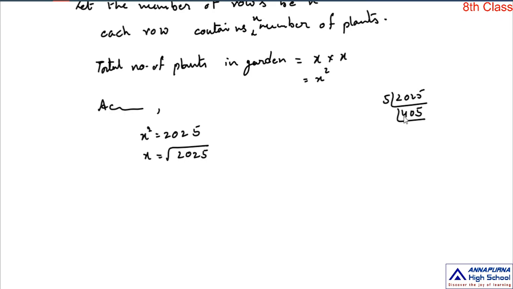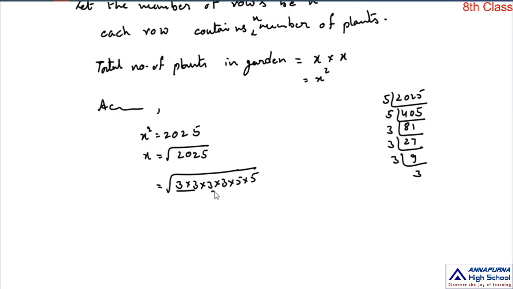405 times. Again, it's divisible by 5. How many times? 81 times. And it's divisible by 3. 27 times divisible by 3, 9 times divisible by 3, 3 times. So it is equal to the square root of, when you arrange the prime factors in a proper order, 3 into 3 into 3 into 3 into 5 into 5.